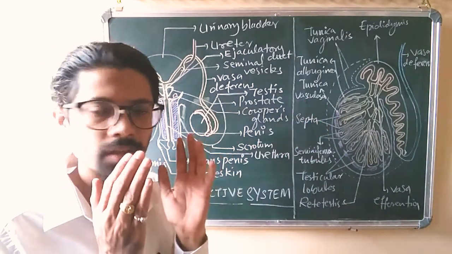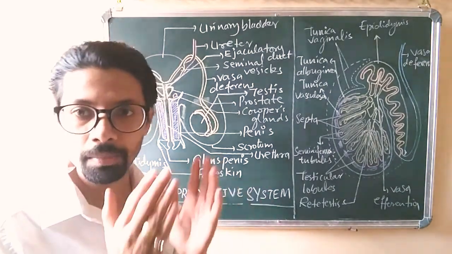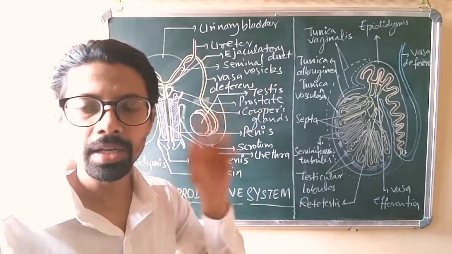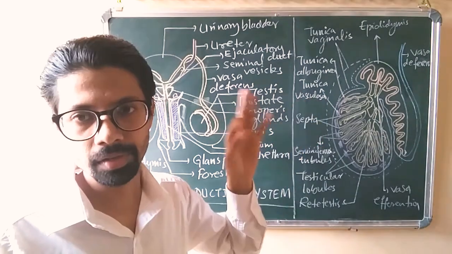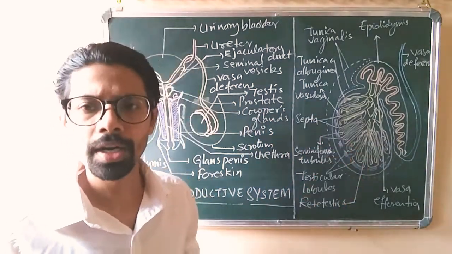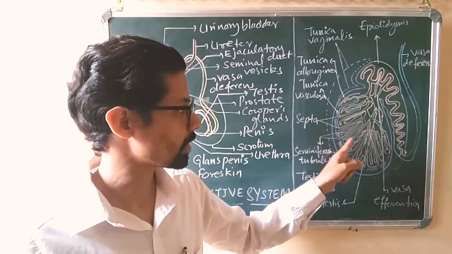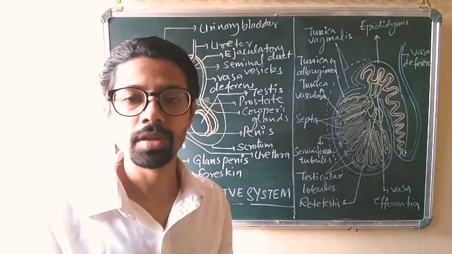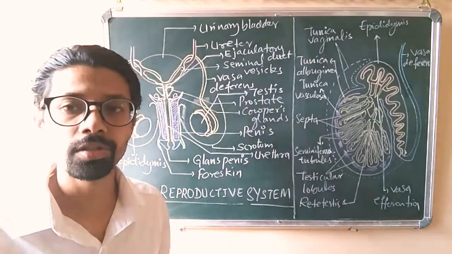So the outermost layer is tunica vaginalis, the middle layer, which is fibrous connective tissue, is tunica albuginea, and the inner vascular tissue is tunica vasculosa. These three layers are the coverings of the testis. Inside the testis there are around 200 to 300 compartments. These small pink lobules are commonly called compartments; they are called testicular lobules.